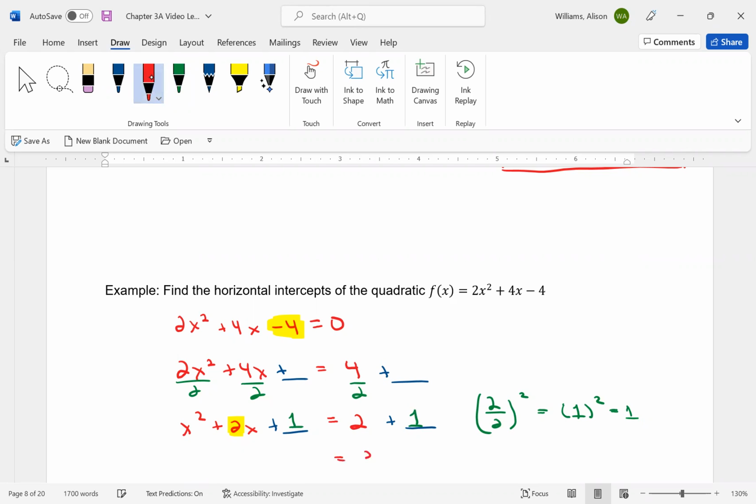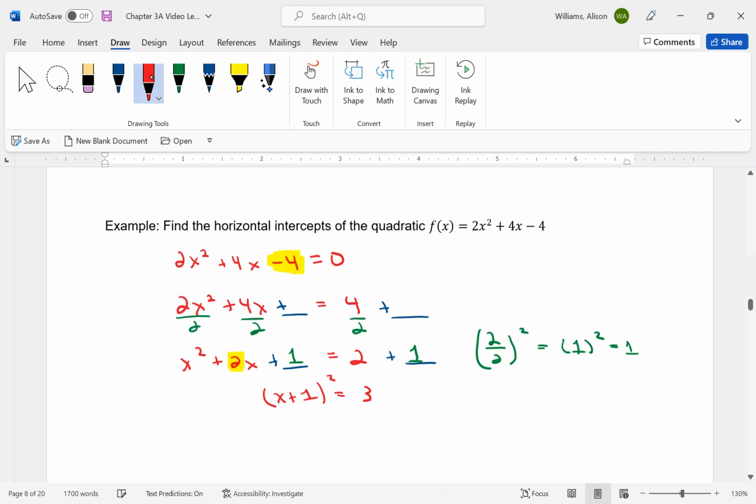So on the left side, that's just going to be a 3. On the right side, this is going to factor into a perfect square, and it's going to factor into x plus 1 squared. So if I take the square root of both sides, I'm going to get x plus 1 equals plus or minus radical 3. So solving for x, it's -1 plus or minus radical 3.